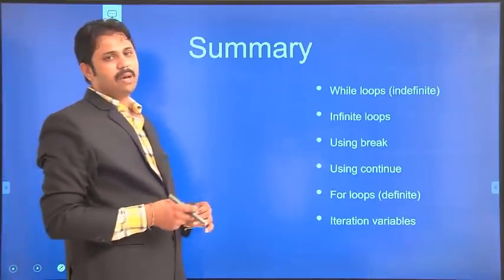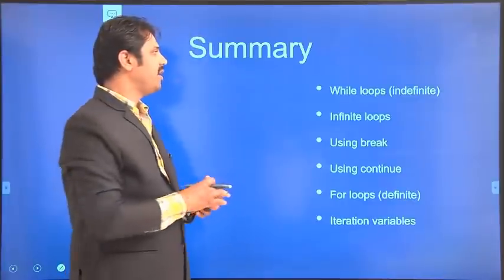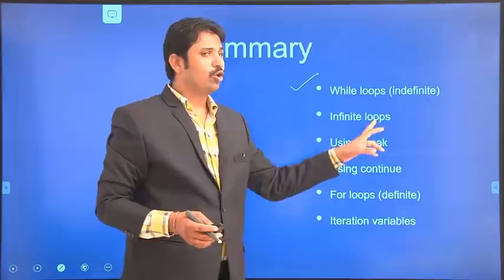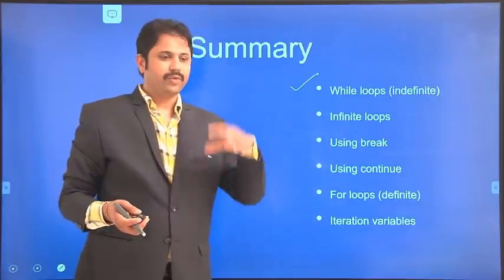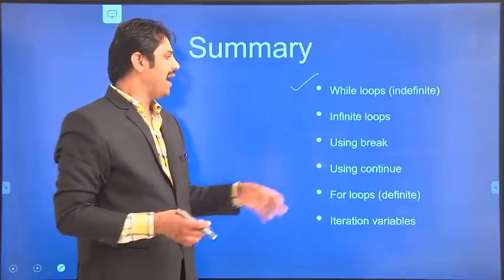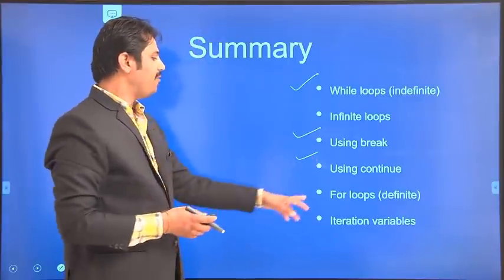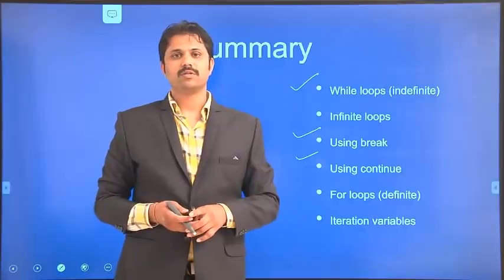So we have to summarize this. First we saw the indefinite loop, which is the while loop, and the infinite loop. An infinite loop means there is no end to the iteration. Next, to avoid that, we use break and continue statements, and then the for loop and iteration variables.